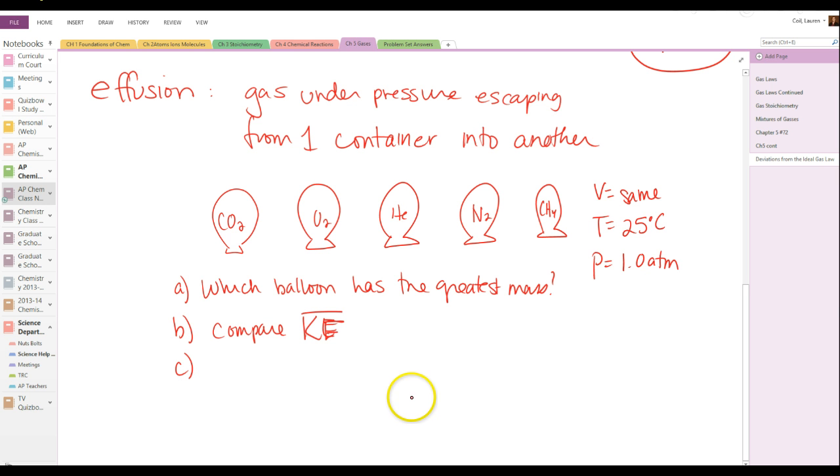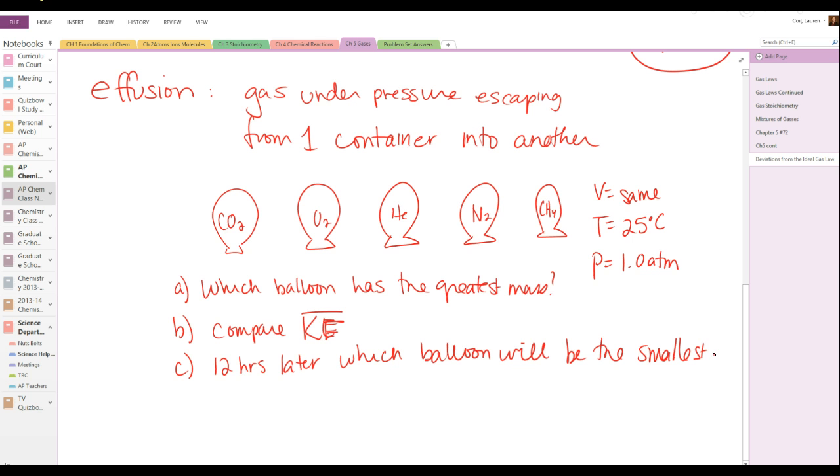And the final thing is that after 12 hours, all the balloons have decreased in size because there are pores in latex balloons. These balloons have small molecular-sized holes in them, and the gases can escape. My question is, 12 hours later, which balloon will be the smallest? So think about that. Think about the laws of diffusion, effusion, and all the things we talked about in class related to the energy of the gas molecules and their speed to answer this question.